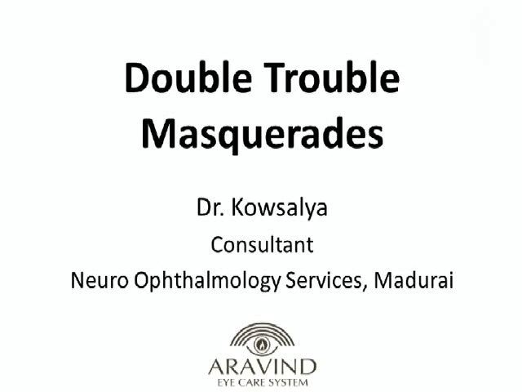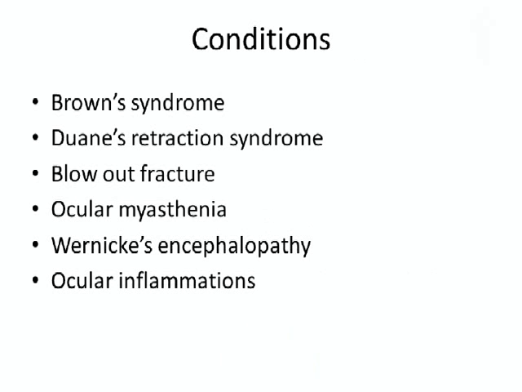Good morning, everybody. My colleagues have discussed in detail about the neurogenic, non-neurogenic and myogenic causes. I'll just enumerate a few masquerades which resemble a nerve palsy and cause double vision. Very few conditions are available and let me enumerate one by one. Brown syndrome, Duane's retraction syndrome, blowout fracture, ocular myasthenia, Wernicke's encephalopathy and ocular inflammations have been already dealt with.